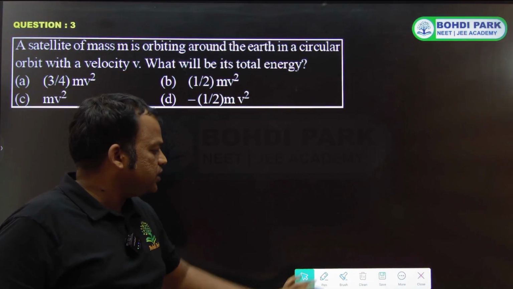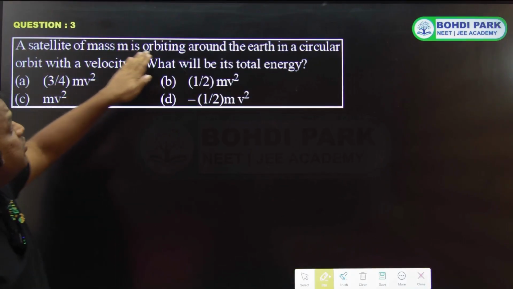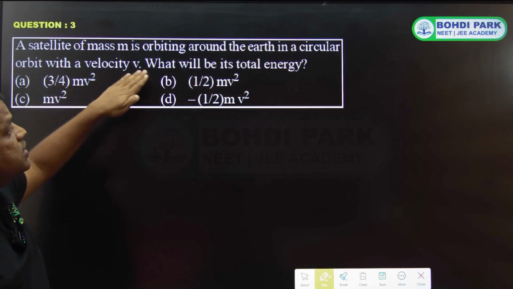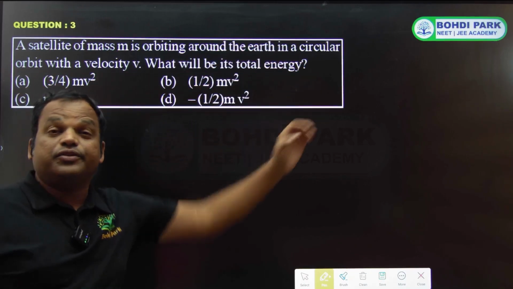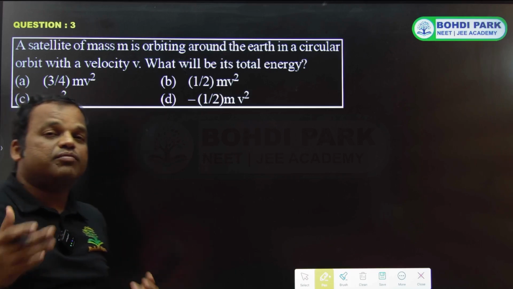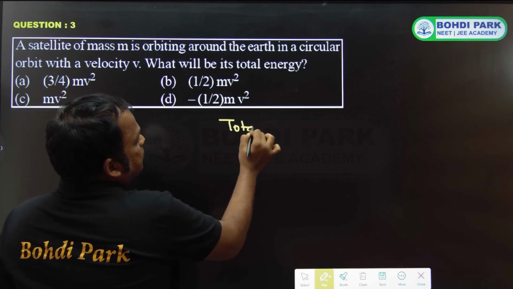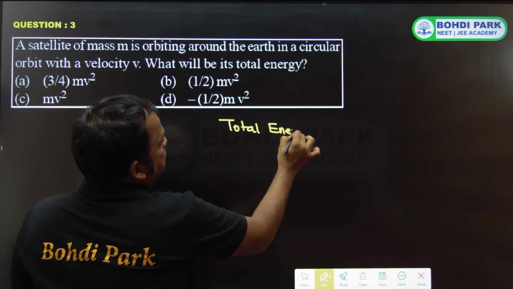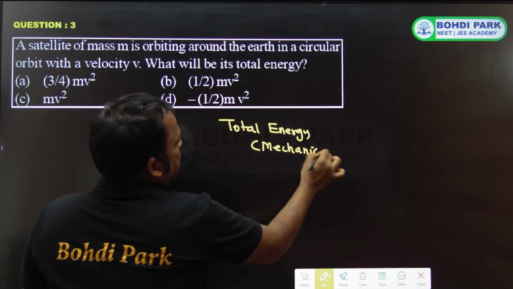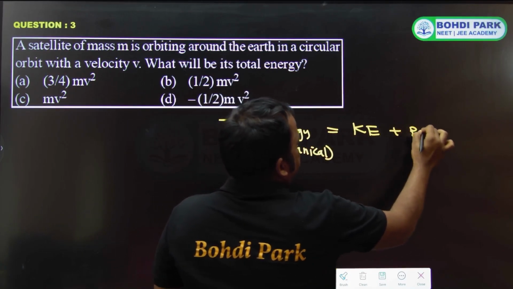Now look at question number 3. Satellite of mass m orbiting around the earth in a circular orbit with velocity v. What is the total energy? Total energy means total mechanical energy. So it is the sum of kinetic energy and potential energy. Total mechanical energy is equal to kinetic energy plus potential energy.